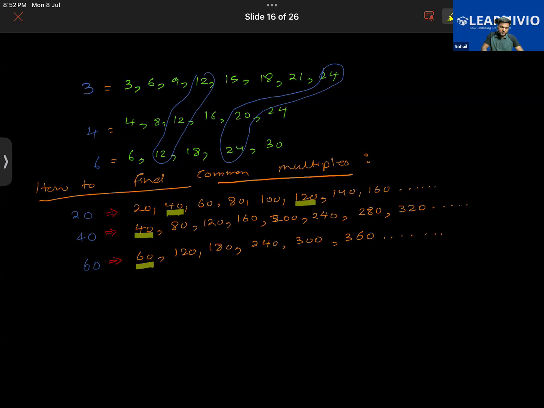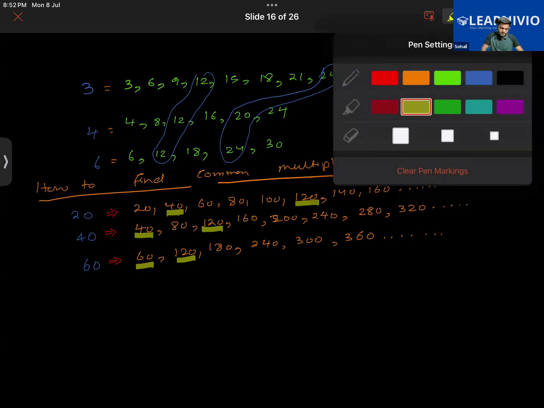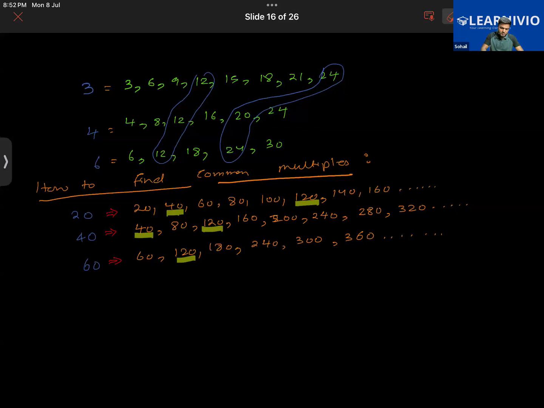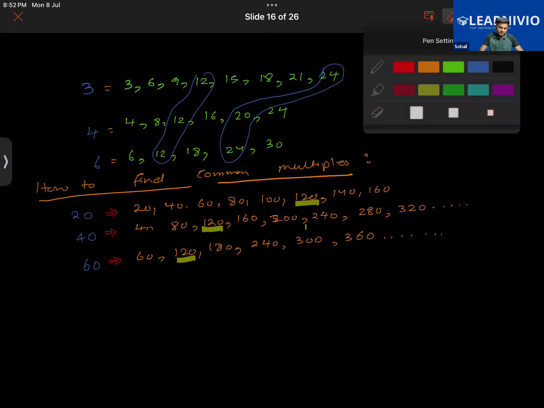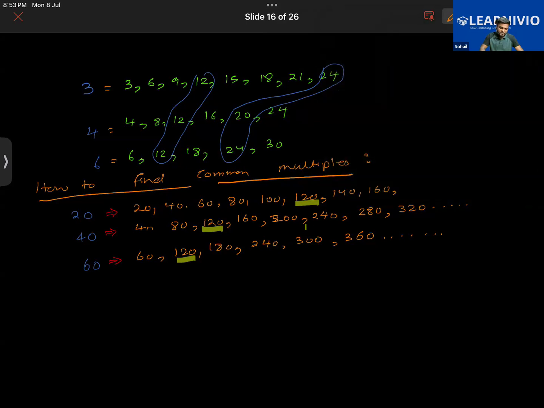Very good, Habib. So 120 is the first common multiple. Getting it now? Apart from 120, are there other common multiples? Of course, yes. Although it is not mentioned here, after 160, what is another multiple of 20? It would be 180, isn't it? We can increase it to 200, 220, like this.